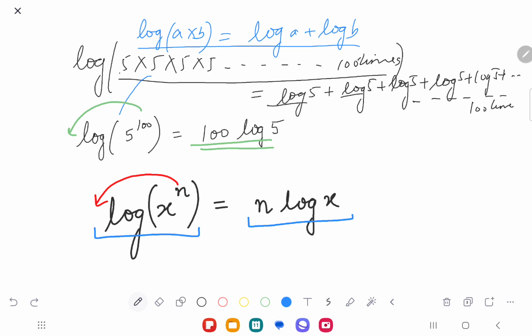Any doubts in this? You understand, yeah, got it, right? So this is the main concept that we have.